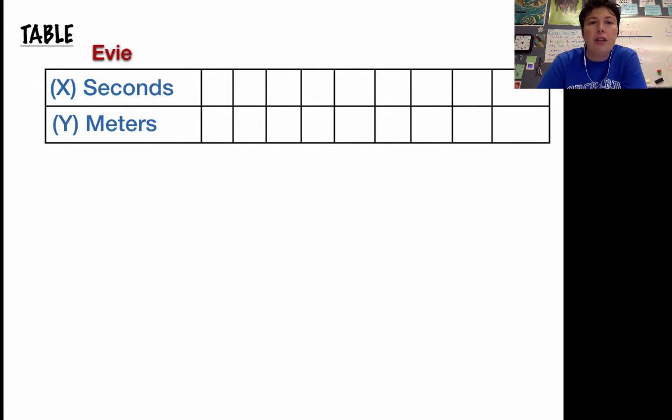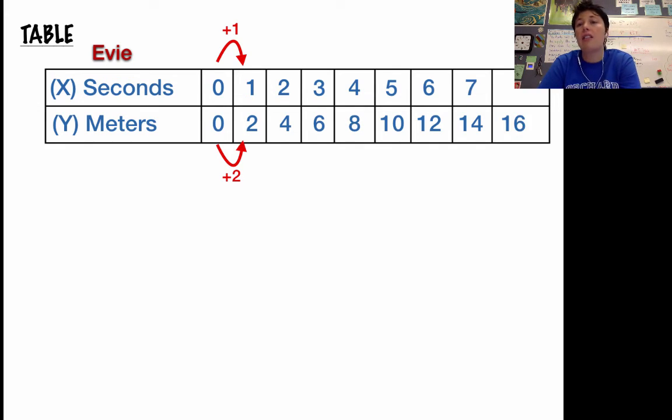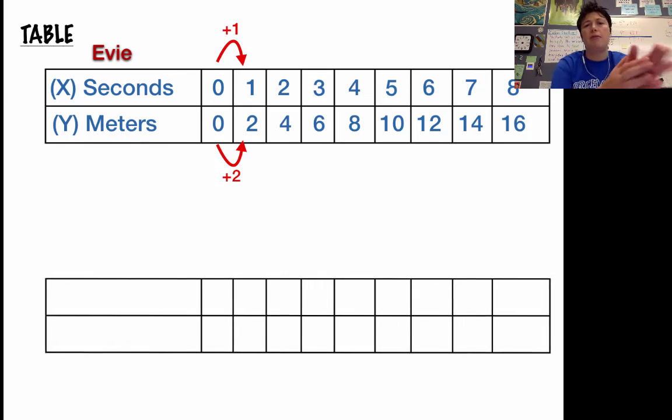And if we start with Evie first, we know that at 0 seconds, she had a 0 meter head start. She had no head start, so that's where she began. But then remember her speed. She could go 2 meters every 1 second. So we're going to add 2 meters every 1 second. So if we count up by 2 for meters, that means she'd go 4 meters in 2 seconds, 6 meters in 3 seconds, and the pattern's going to continue: 8 meters in 4 seconds, 10 meters in 5 seconds, 12 in 6 seconds, 14 in 7 seconds, and 16 in 8 seconds. So there's Evie's table.